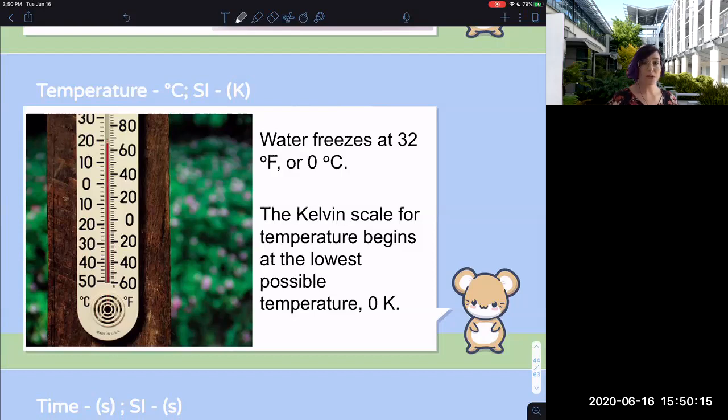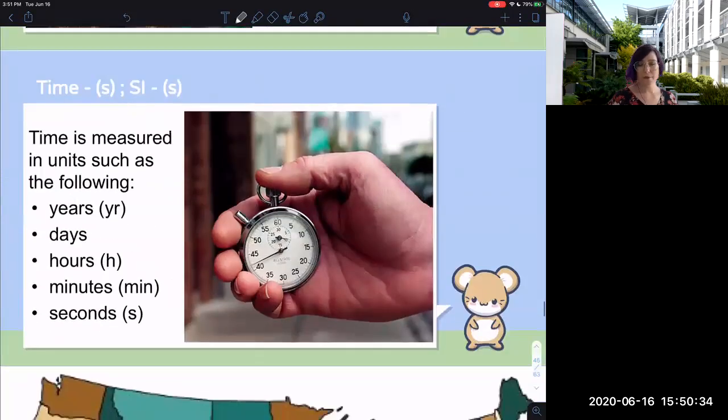And then Kelvin, 0 is the lowest possible temperature we can go, which is called absolute 0. It's where all particles stop movement. So we're never really working there. I mean, you have to have special conditions to work in absolute 0. So Kelvin is an absolute scale. There's no negative. Everybody knows about time. Okay, seconds, minutes, days, hours. Hopefully you know all those conversions already.